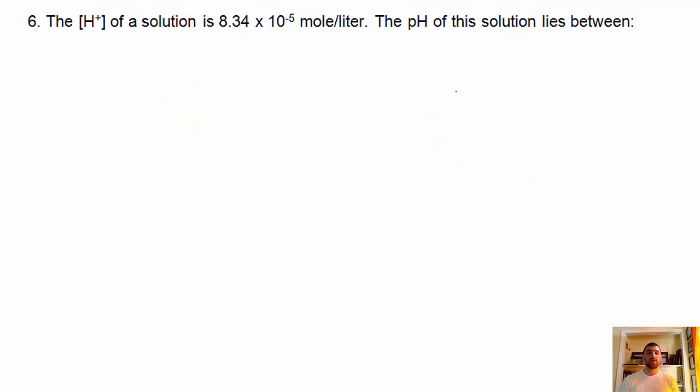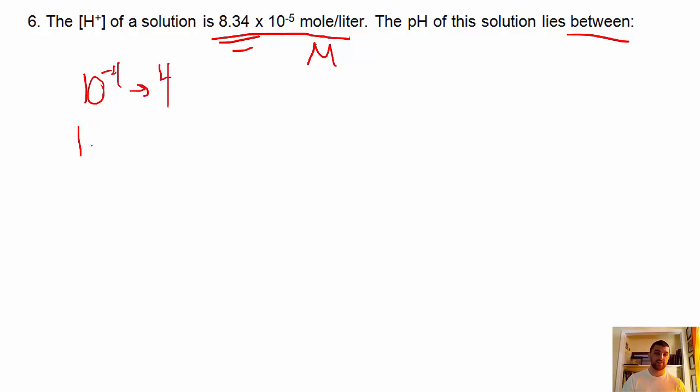All right, 6. The H plus of the solution is this many moles per liter, aka molar. The pH of the solution lies between... all right, so they're looking for an estimation. What's really helpful is to look at the number for the concentration and quickly estimate, not necessarily plug it in and use the log, and just go, all right, well, I know if I had 10 to the minus 4, that goes to a pH of 4. If I had 10 to the minus 5, I'd have a pH of 5, so on and so forth.